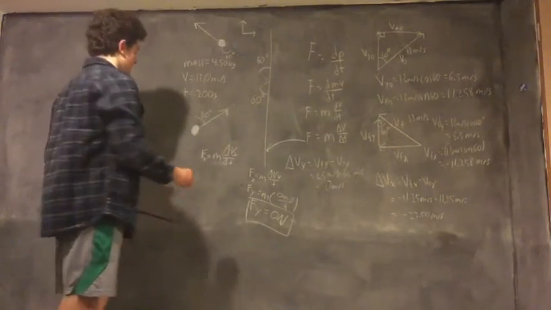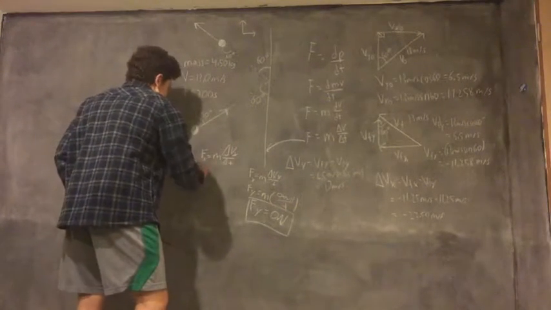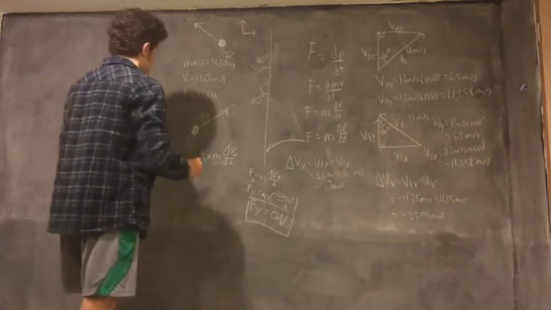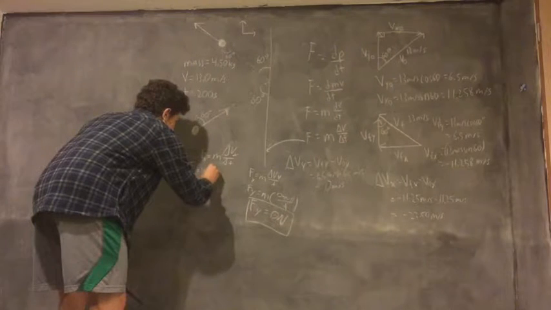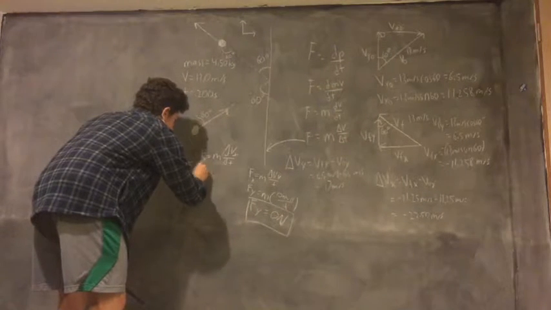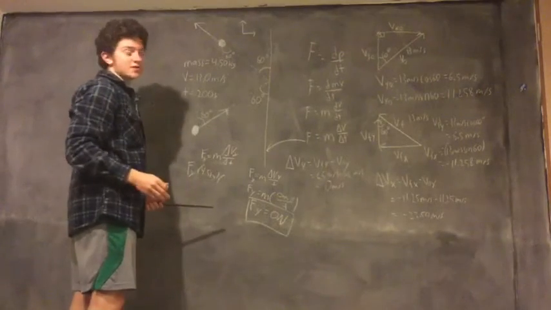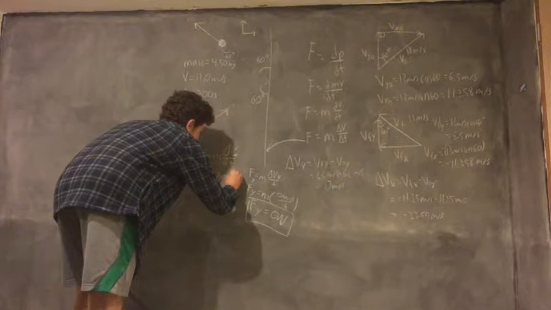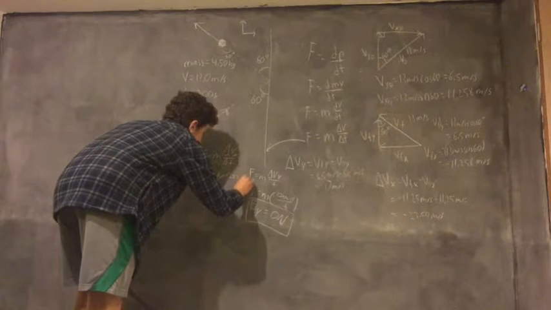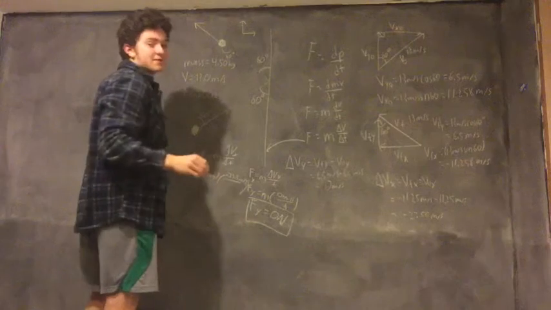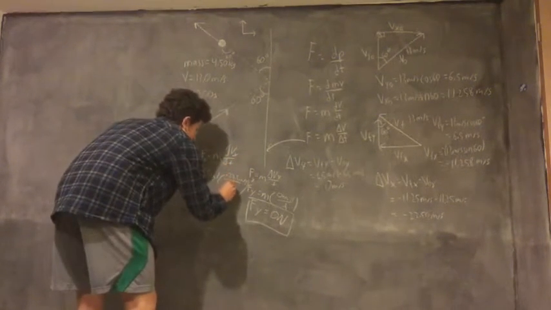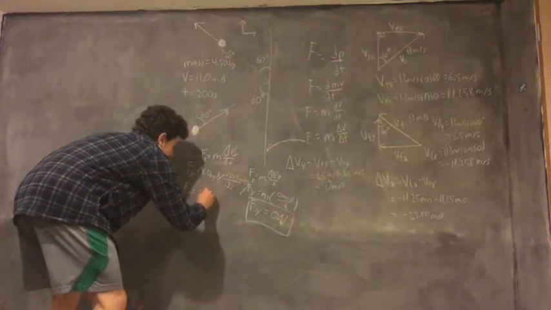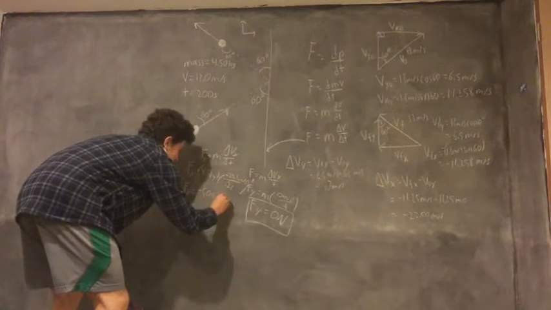Now for the trickier one. We have the total force exerted in the horizontal direction is equal to the mass, which is 4.5 kilograms, times the change in horizontal velocity, which is negative 22.5 meters per second, divided by the time, which is 0.2 seconds. Plugging this into your calculator yields a force of negative 506.6 newtons.